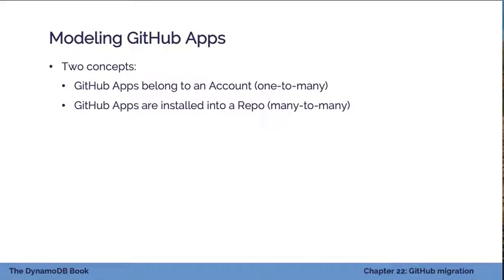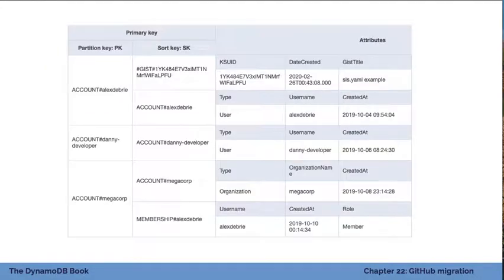Let's get started with that first concept, GitHub apps belonging to an account, and handle that GitHub apps for account access pattern before we move on to that many-to-many one. If we look again at our account's item collections on our main table, this is what we see. And one thing to remember there is that users and organizations sort of share the same primary key space, right? Where we have account hash and then username or org name, because we want to make sure that name is unique across both the users and orgs.